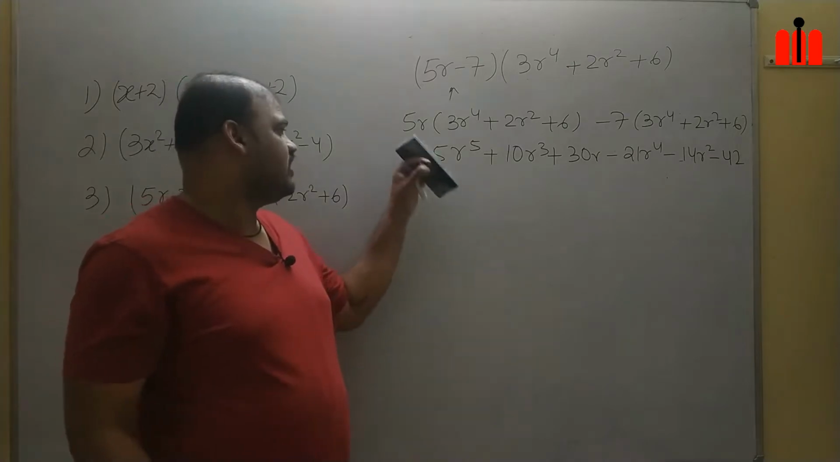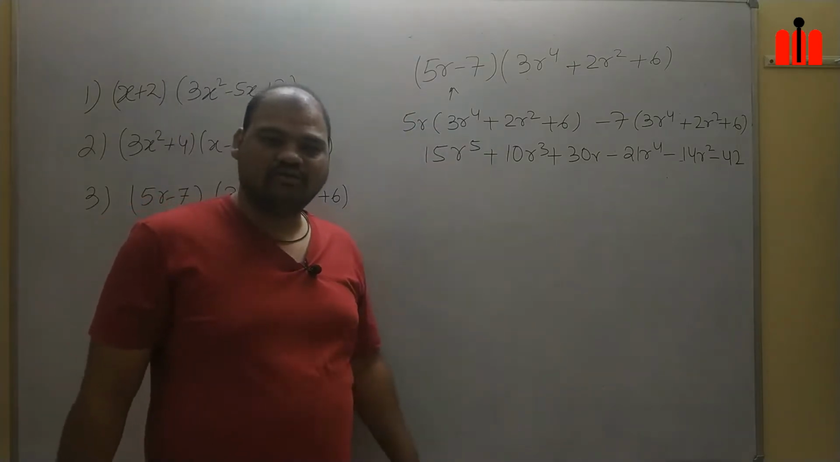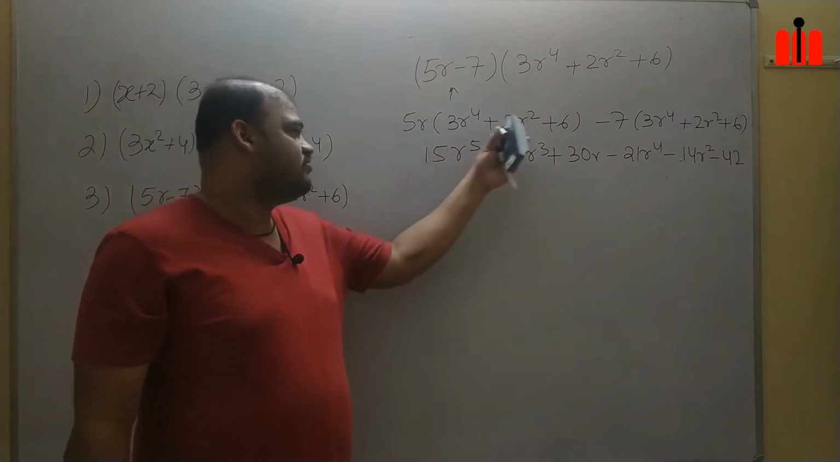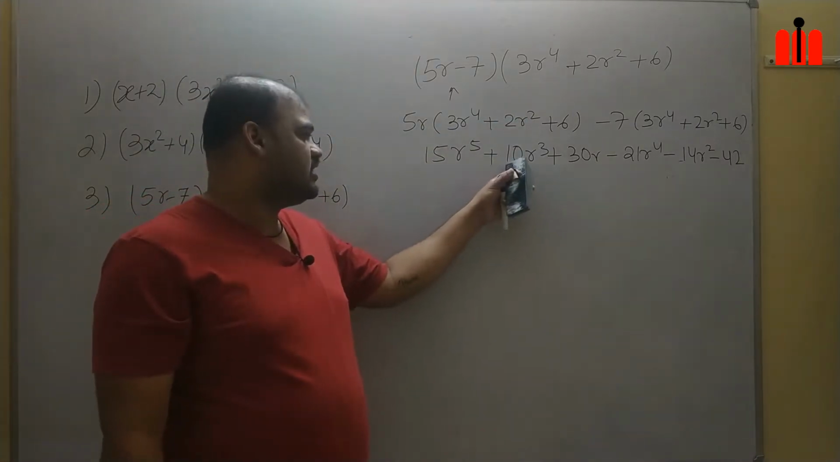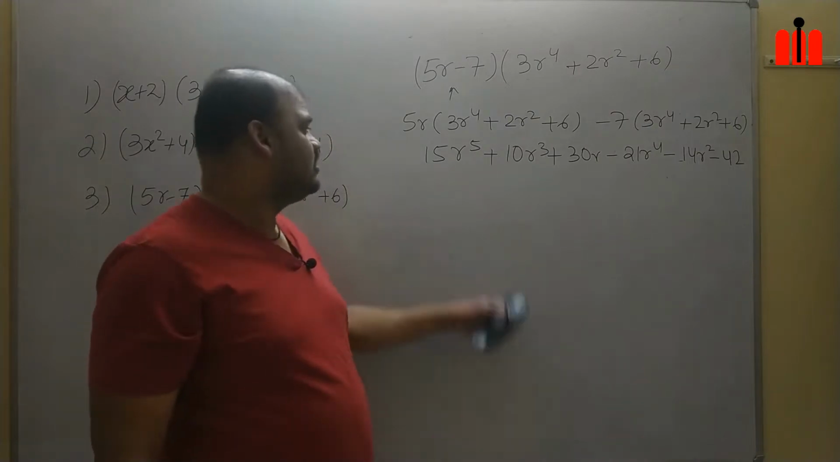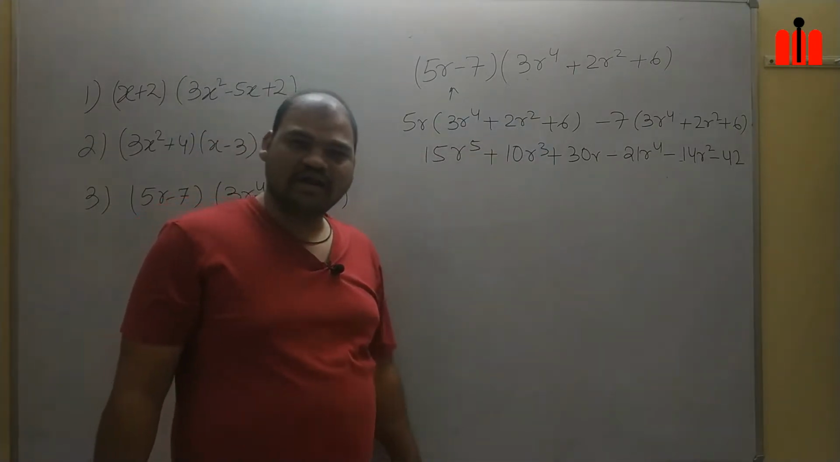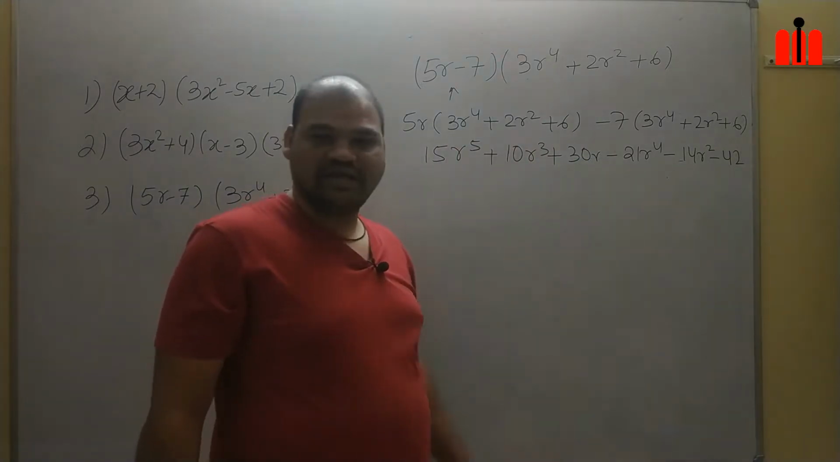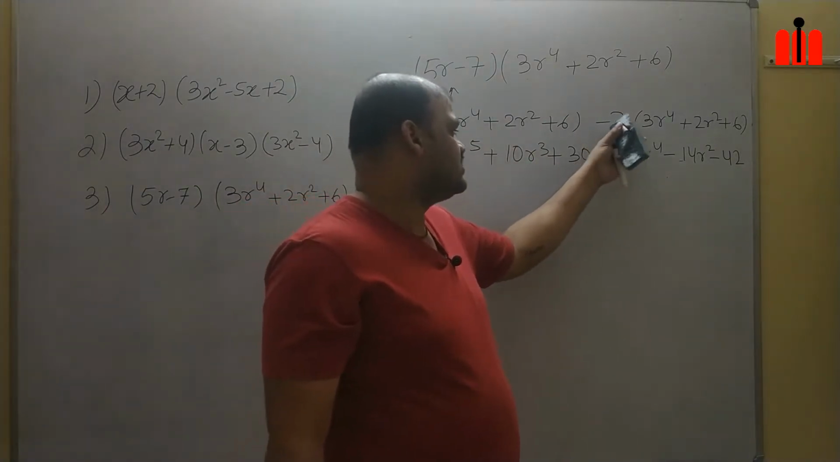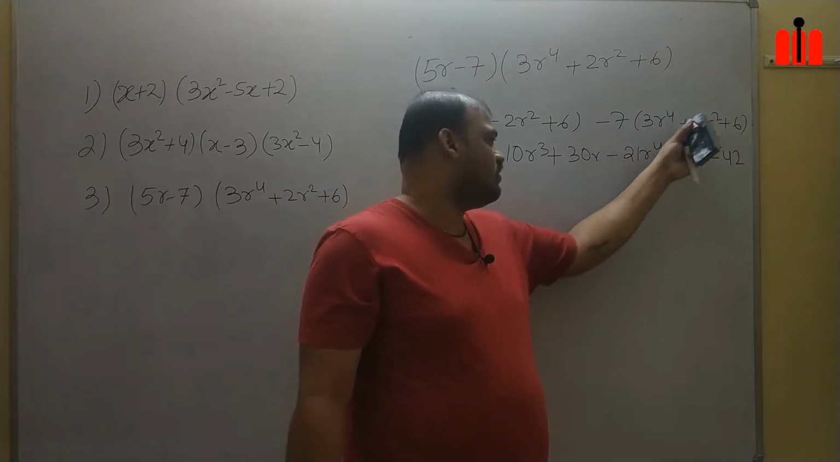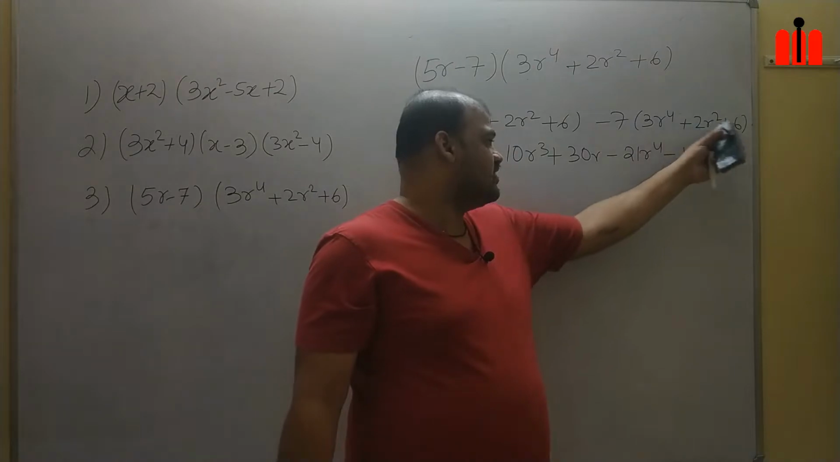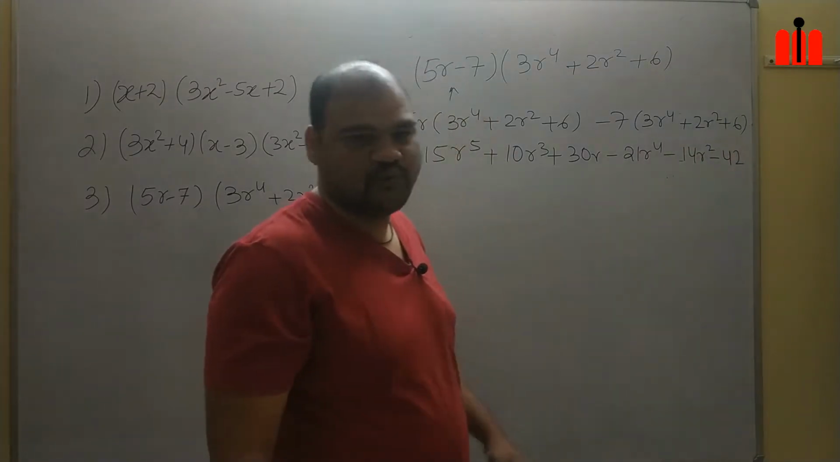So what we have done: 5r multiplied with 3r to the power of 4, we got 15r to the power of 5. 5r into 2r square, 10r to the power of 3. r into r square becomes r cube. And 5 into 6, 30, 30r. Minus 7 into 3 is 21 r to the power of 4, minus 7 into 2, minus 14 r square, and 7 into 6 is 42, so minus 42.